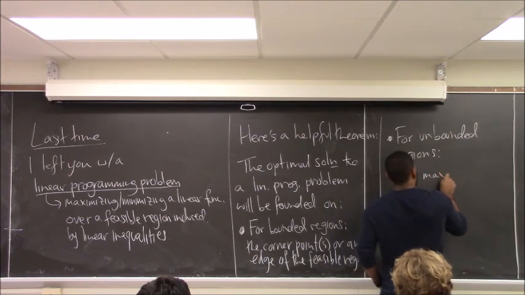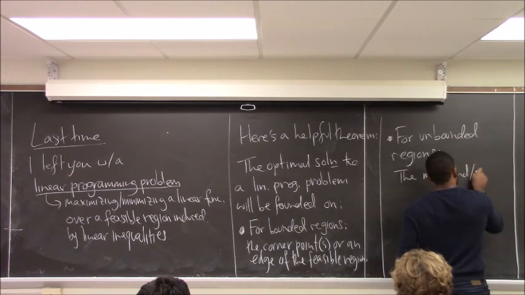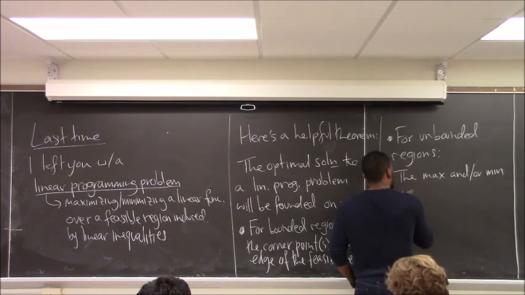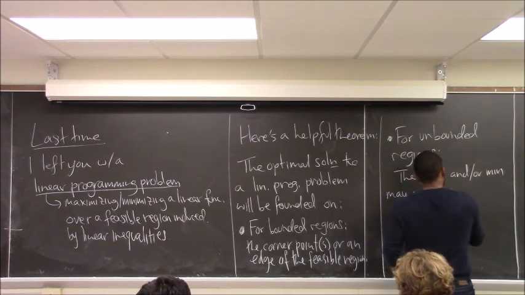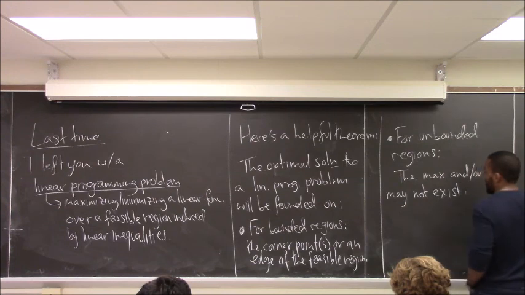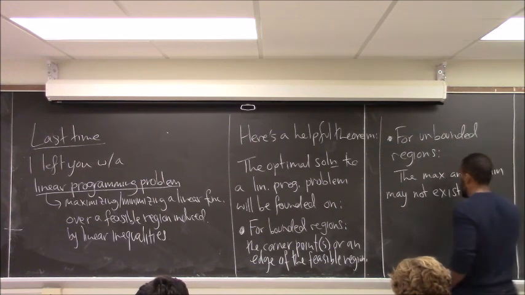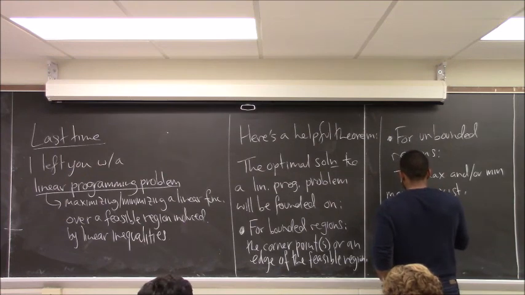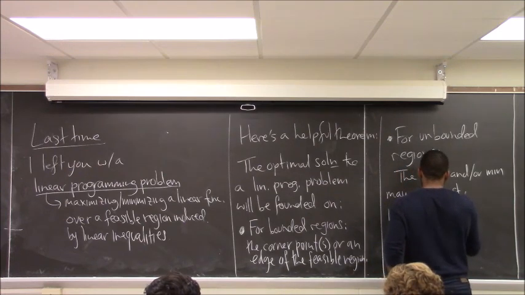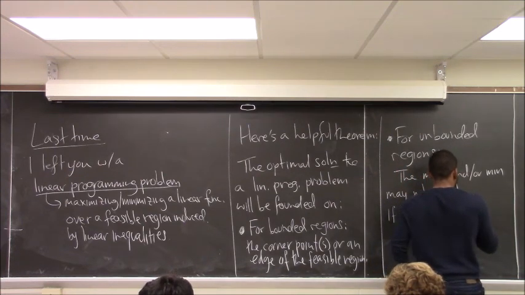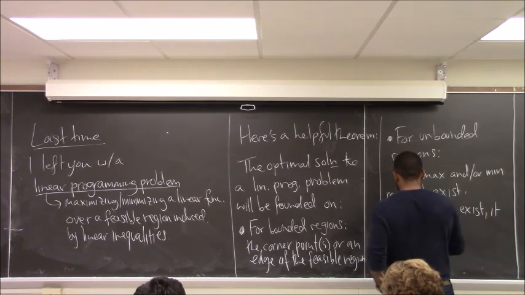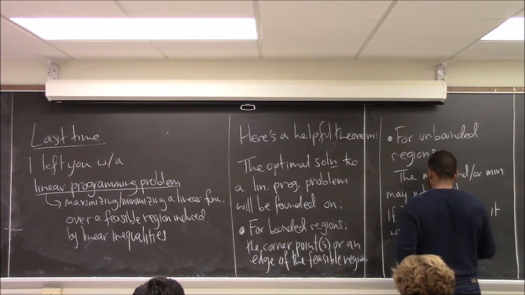For unbounded regions, it's a little bit dicier. The max and or min may not exist. In other words, your linear programming problem might not have an answer. If it does have an answer, it will again occur at a corner point or on the boundary.